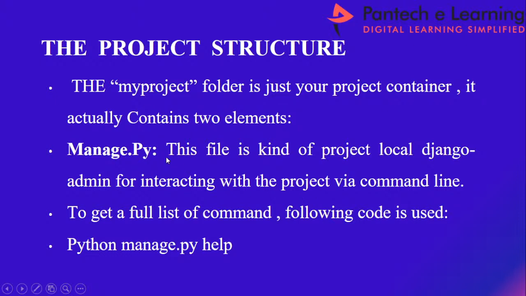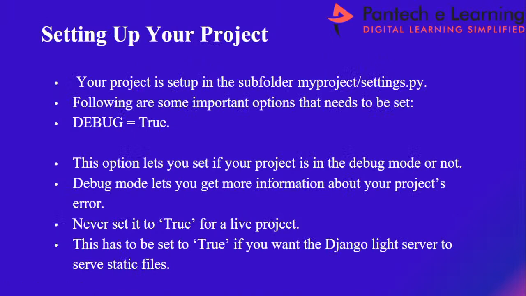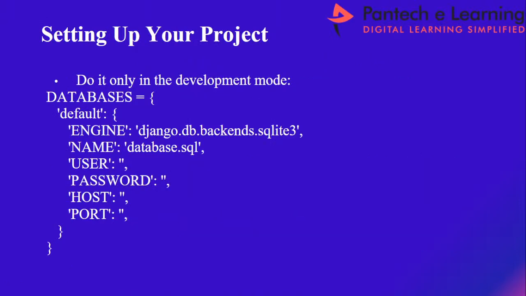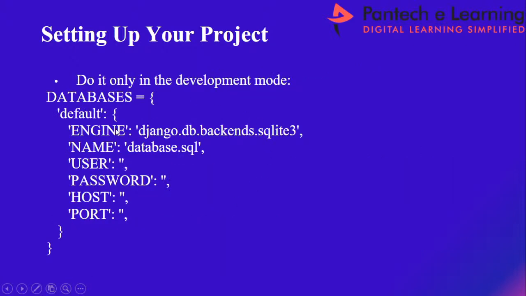So you have a .py file called manage.py. So it is used for interacting with the project via command line. So it has got an init.py, settings.py. Whenever I go to the init.py, it is used for initialization. And urls.py. Whenever I want all the links of my project, it will be present in the urls.py file. And it contains separate sections in order to connect with the database. For example, I have databases section.